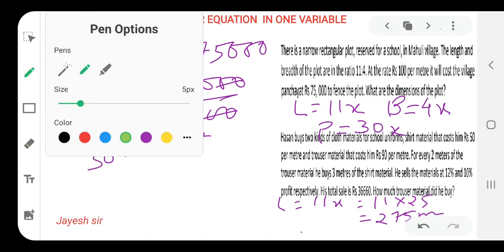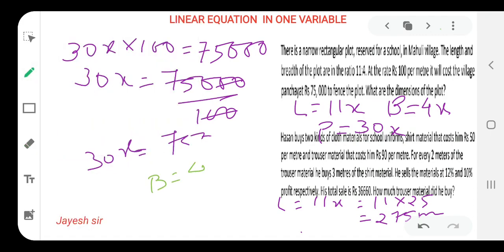So I am finding breadth over here, that is breadth is equal to 4x. That means 4 multiplied by 25, that means 100 meter, that can be our breadth. So this is our breadth and this is our length. Now what are the dimensions of the plot? That is the thing that is to be asked to us. That means we need to find length and breadth of the given rectangular field, as we have already done. Our length is 275 meter and breadth is 100 meter.